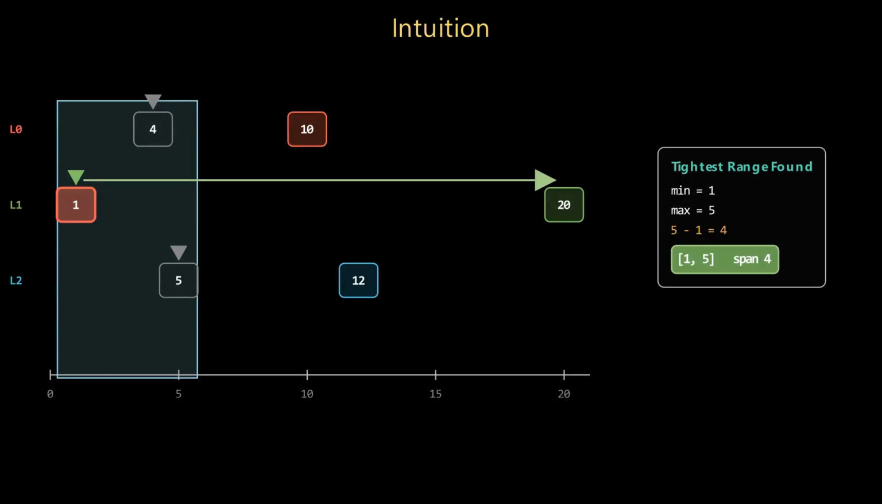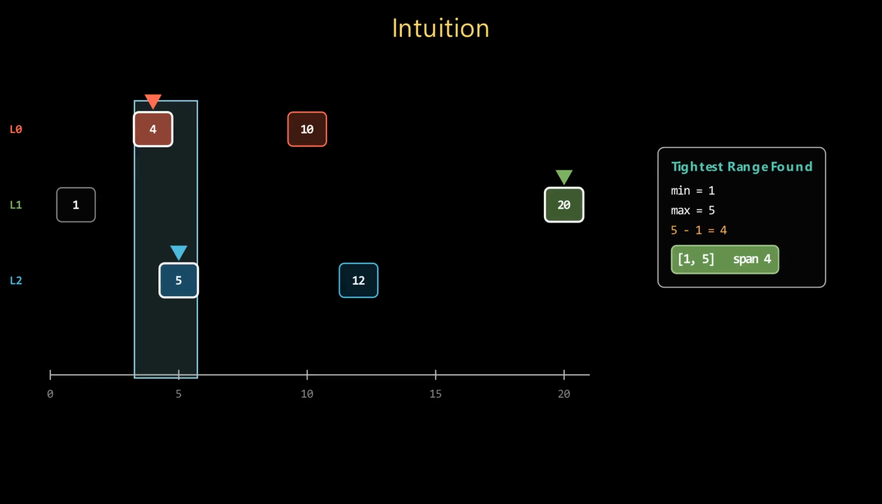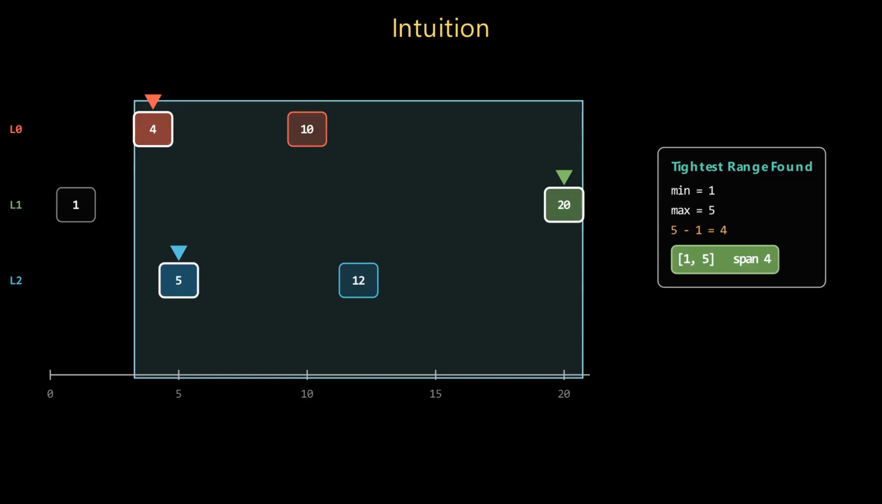We advance our bottleneck pointer. It leaps forward from 1 to 20. Instantly, our window state recalculates. Our new minimum steps up to 4, but our right edge explodes out to 20 to accommodate our new addition. Our active range is now 4 to 20, a massive span of 16, which fails to beat our champion score of 4.